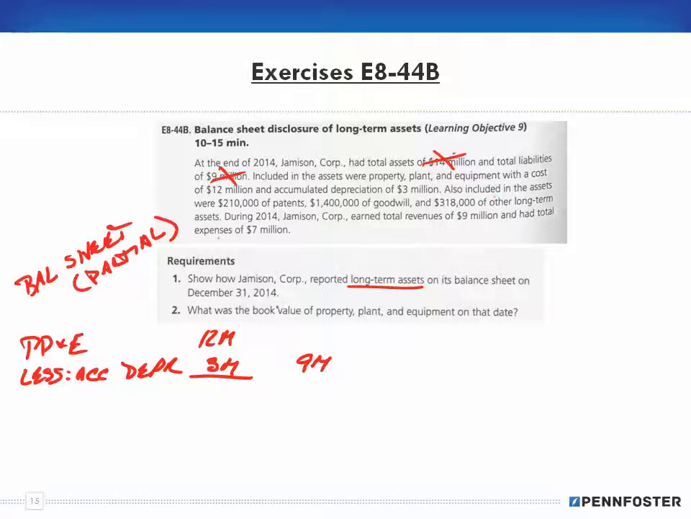Also, all right, so that actually answers question number 2. What was the book value of property, plant, and equipment on that date? So the answer to number 2 is this $9 million.